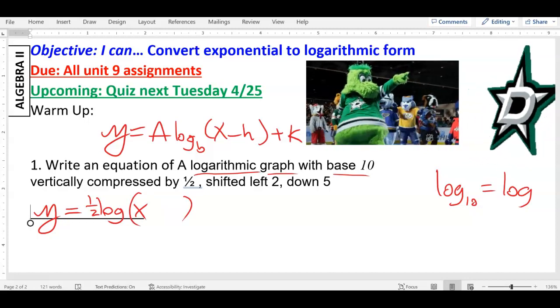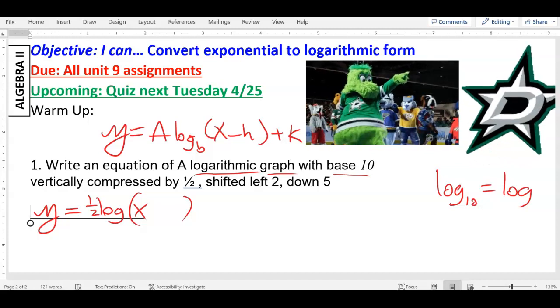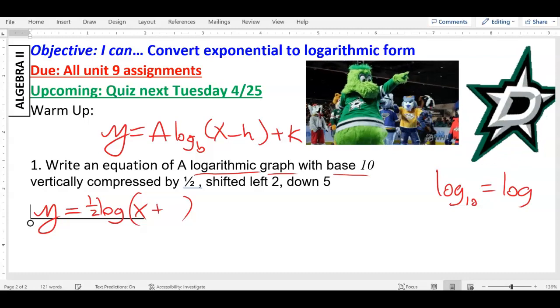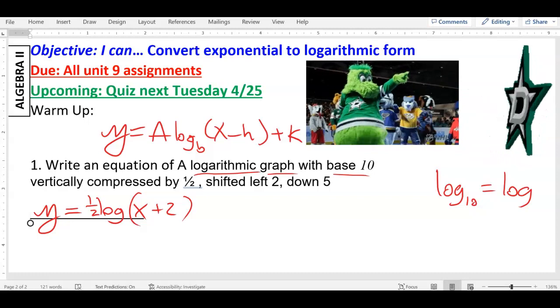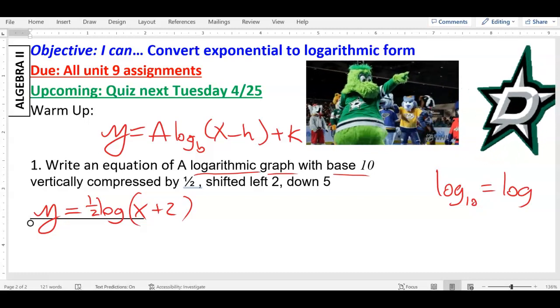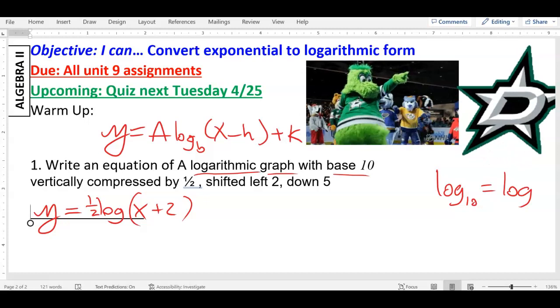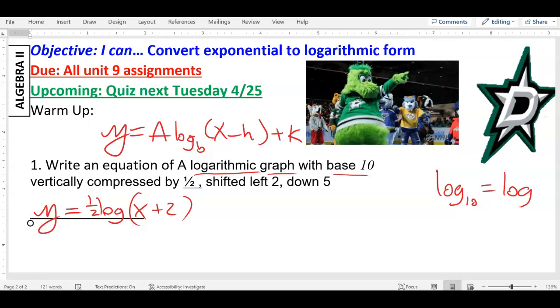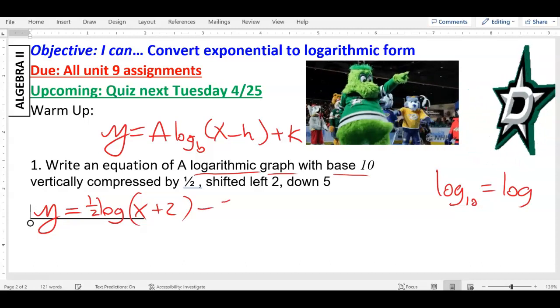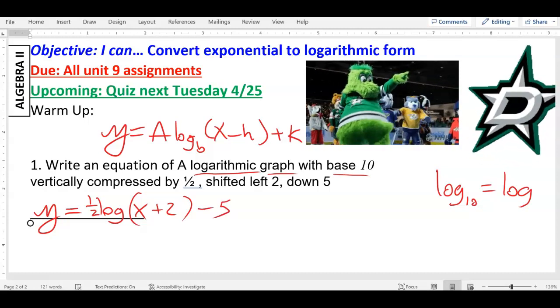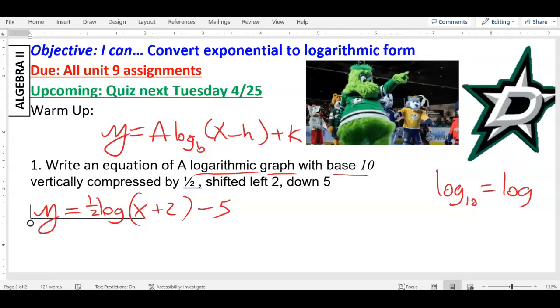And then we're going to do, again, left 2. By the way, left 2, we're going to put a plus 2 because insiders lie. Put it away. Get your hand. Put it away. Thank you. All the way. Now, down 5, where am I going to put that? What am I going to write? So minus 5 goes after it. So if you put a 10 by the base, that's okay, but usually just log means log base 10.